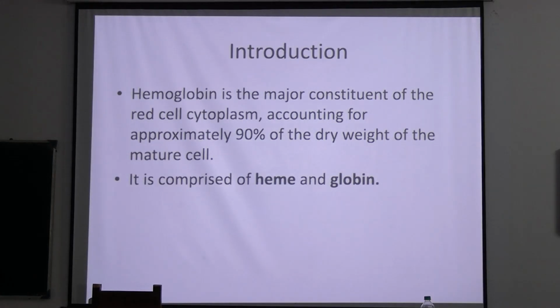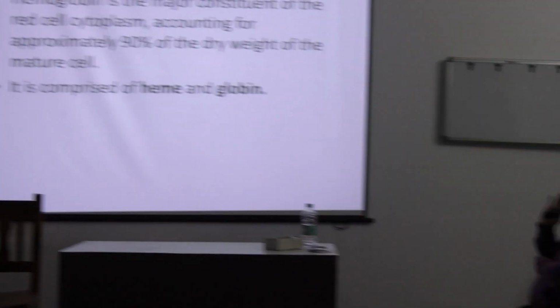RBC is nucleated or non-nucleated? Non-nucleated. Mature RBC is non-nucleated. So, 90% of the dry weight of the RBC is hemoglobin. So, it consists of heme and globin. So, this is the structure.